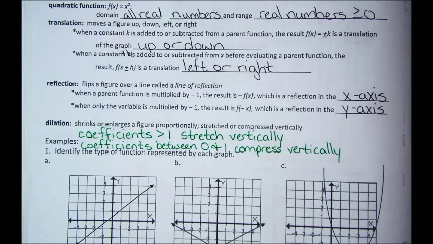Dilation shrinks or enlarges a figure, and it does it proportionally. So when we have a coefficient that's greater than 1, then that's going to be a stretch vertically, meaning it's going to climb up the y-axis faster than what the parent function did. If we have a coefficient that's between 0 and 1, that's a compression vertically. That's going to climb up the y-axis slower than what the parent function did.